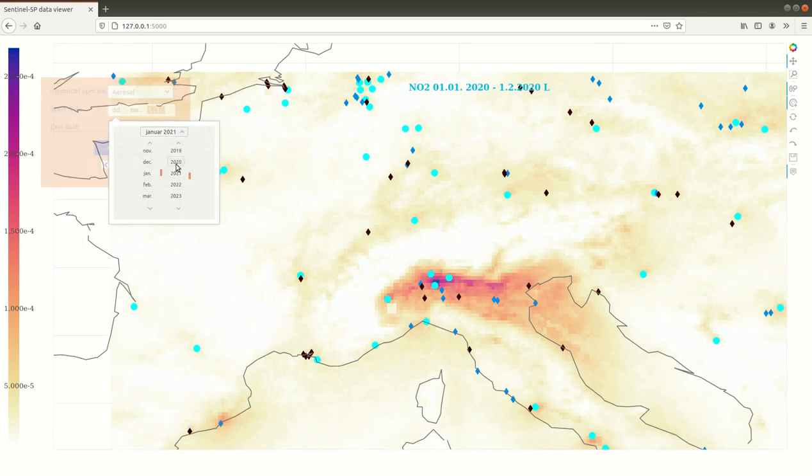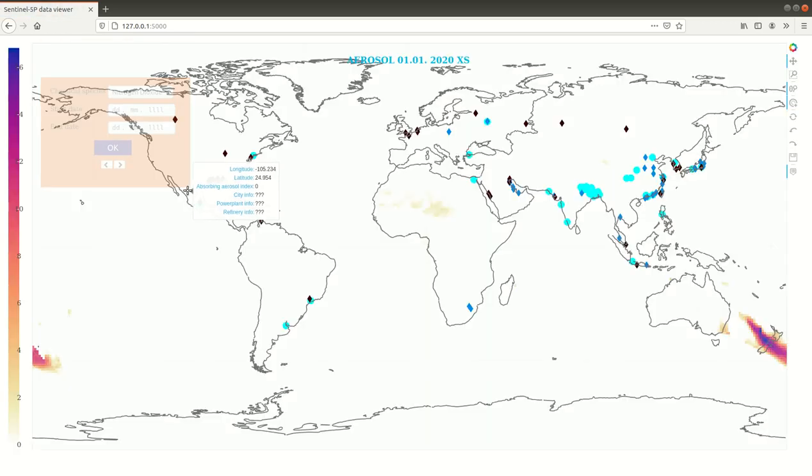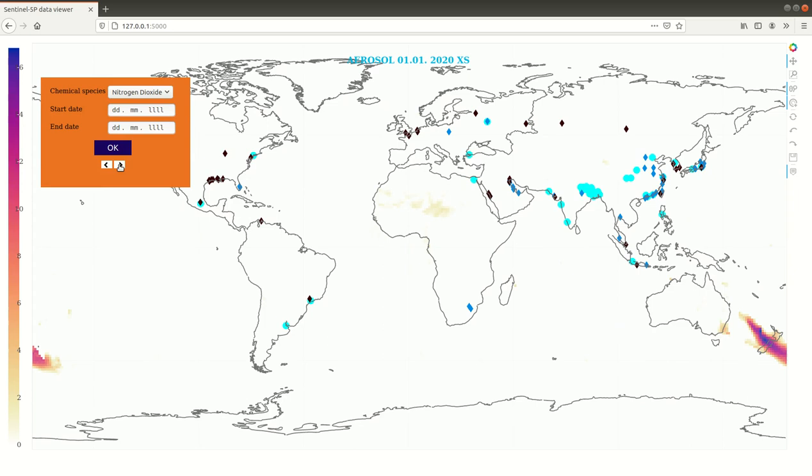Now let's take a look at the concentration of aerosol on the 1st of January 2020. So we only set a start date. At that time there were massive wildfires going on in Australia and we can see the plume extending around the Earth. So let's move forward in time by clicking this arrow.